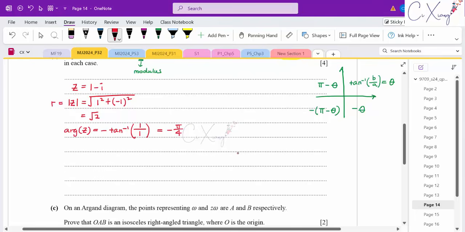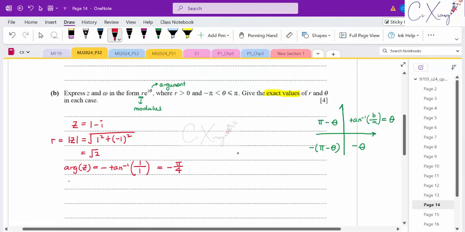So very easily, you can rewrite your z into the exponential form. So z equals square root 2, then e power negative pi over 4i. So this is my z. Okay, then how about the w?